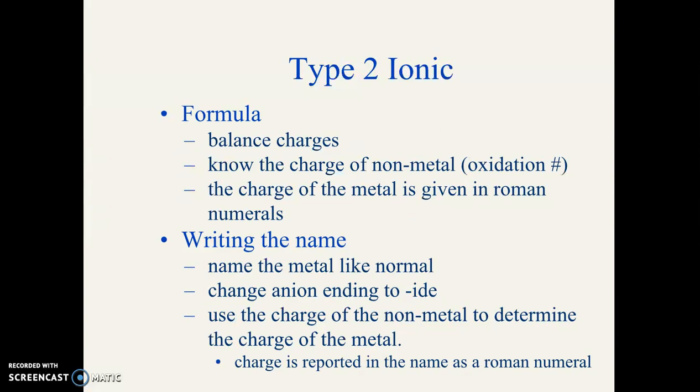And when you're writing the name, you name the metal like normal. You change the anion ending to -ide, except with these, you're going to have to report the charge as a Roman numeral in parentheses right after the name of the metal. So instead of just writing sodium chloride, you would have to write nickel(III) oxide. You would actually have to put something in Roman numerals.